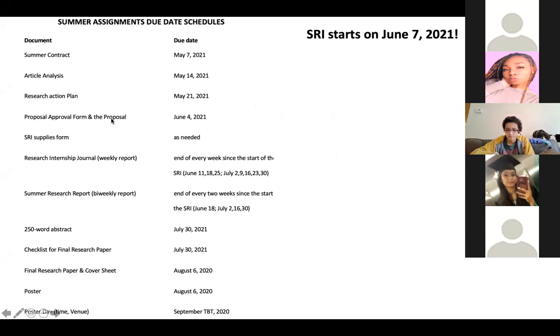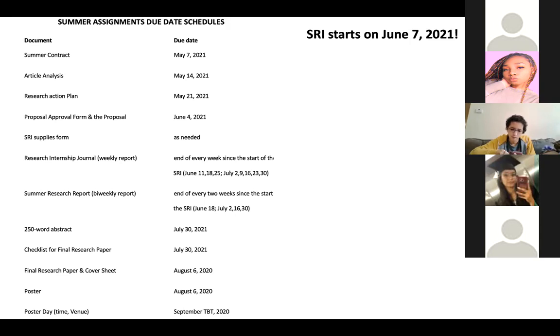So we're gonna start officially with the summer SRI content in May. So on May 7th is gonna be the deadline for you to submit your contract, right? So you can submit it before that, but that's the deadline. Then by May 14th, you have to submit an article analysis.